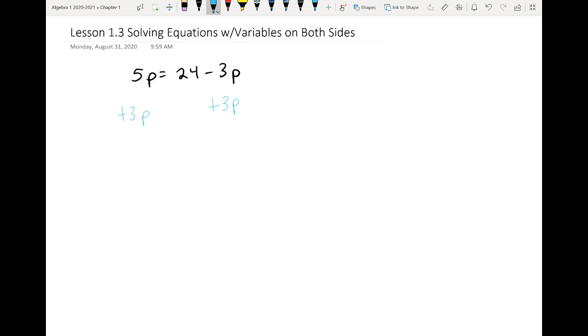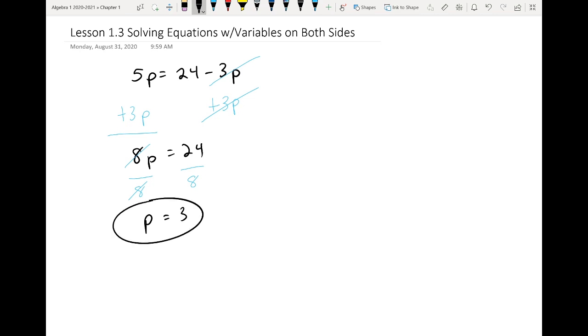What happens then is that it's going to make these two cancel out. And then the sum of 5p and 3p, of course, being 5 plus 3, or 8p, is equal to 24. Next step: 8p equal to 24. I'm going to divide both sides, right? Because I need to isolate my variable. In order to do that, I have to undo multiplying by 8. So I'm going to divide by 8 on both sides. It cancels the 8s on the left, which gives us p, and 24 divided by 8 is 3, and that is your answer.